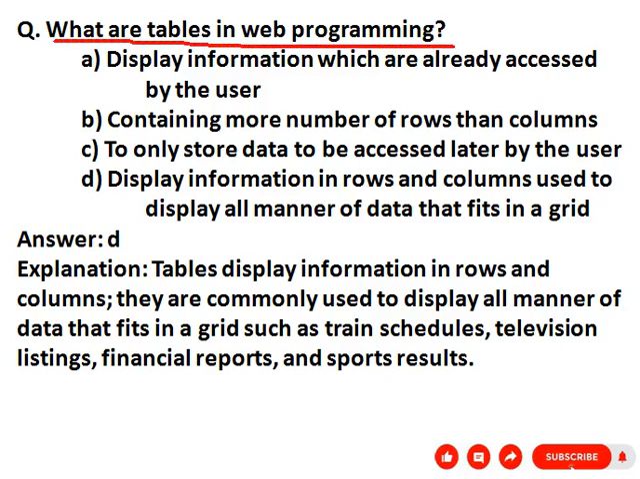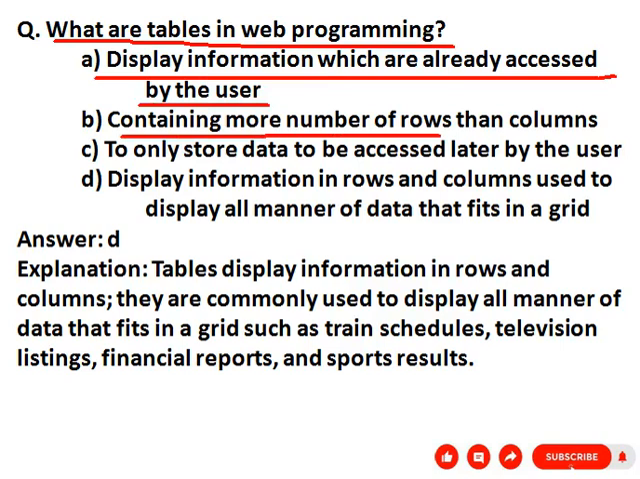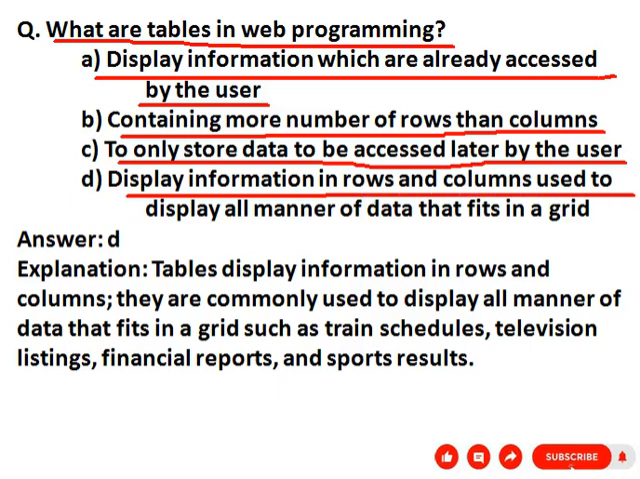Given options are A. Display information which are already accessed by the user. Option B. Containing more numbers of rows than columns. Option C. To only store data to be accessed later by the user. Option D. Display information in rows and columns used to display all manner of data that fits in a grid.